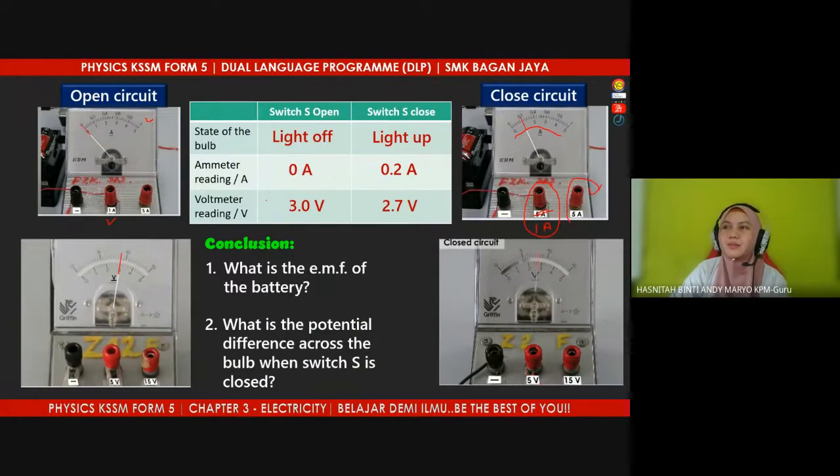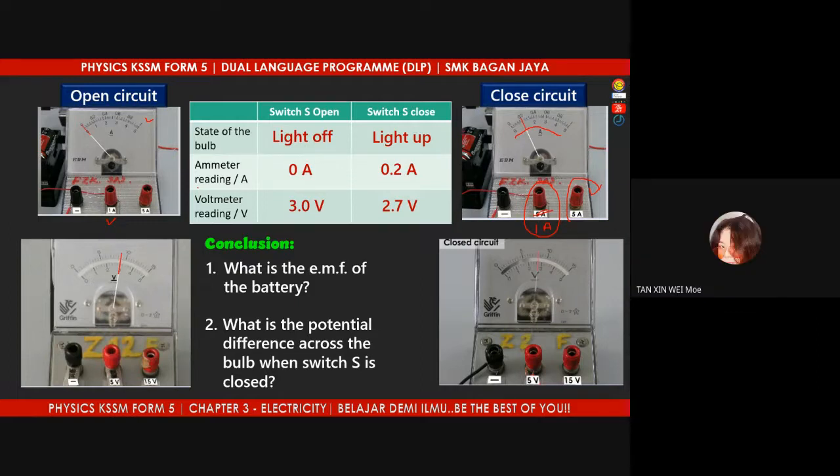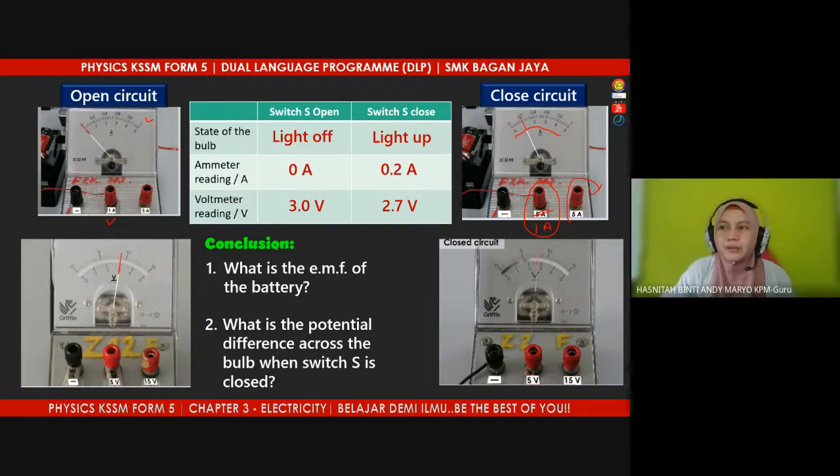Okay. So the conclusion or the question: what is the EMF of the battery showing from this table, student? Can you tell me which one shows the EMF of the battery? Is it 3 volt or 2.7 volt? I think it's 3. It's supposed to be 3 volt. Yes, very good. So the reading of the EMF of the battery is 3 volt.